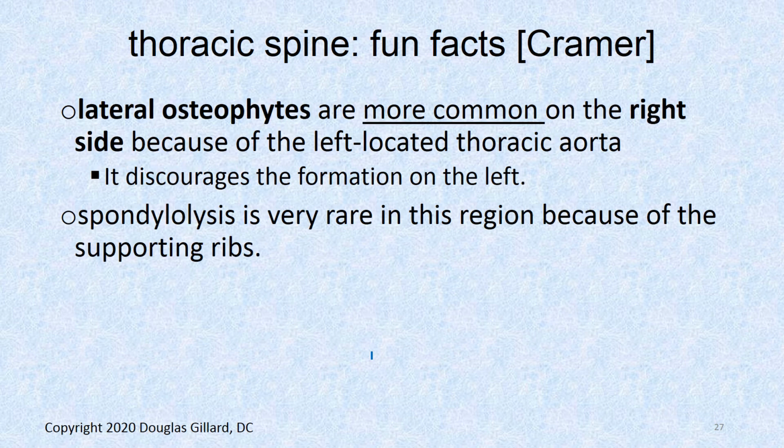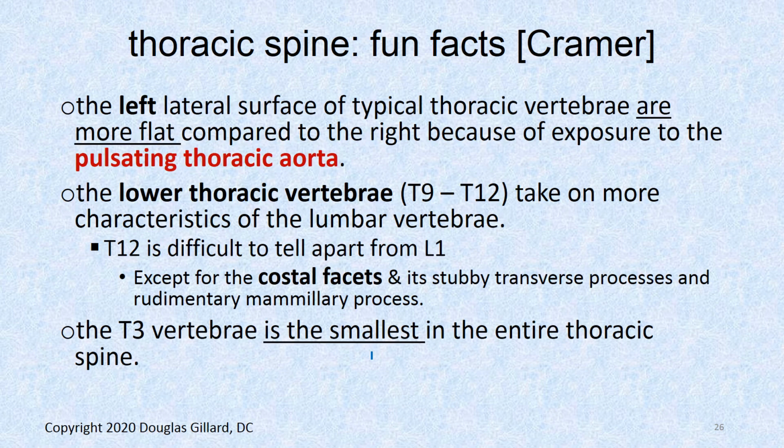Lateral osteophytes, so bone spurs, are more common on the right side because of the left-located thoracic aorta. So the aorta is pulsatile. The pulsating motion against the sides of the vertebrae is going to discourage osteophytes. Therefore, they'll be more common on the right side. Yes, and that matches that too.